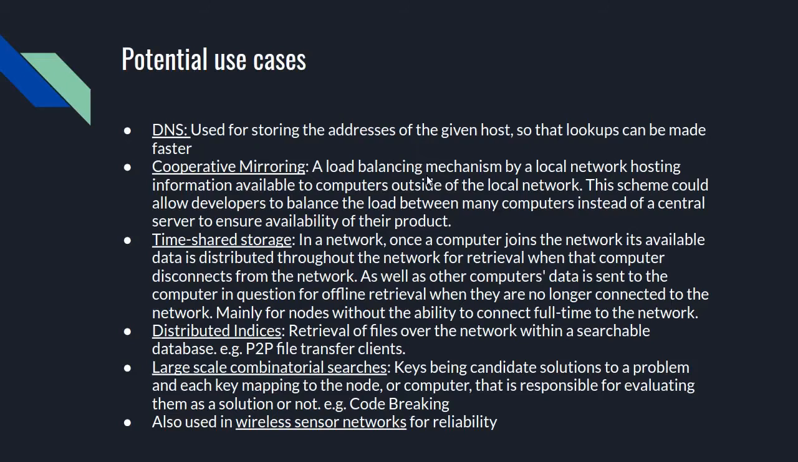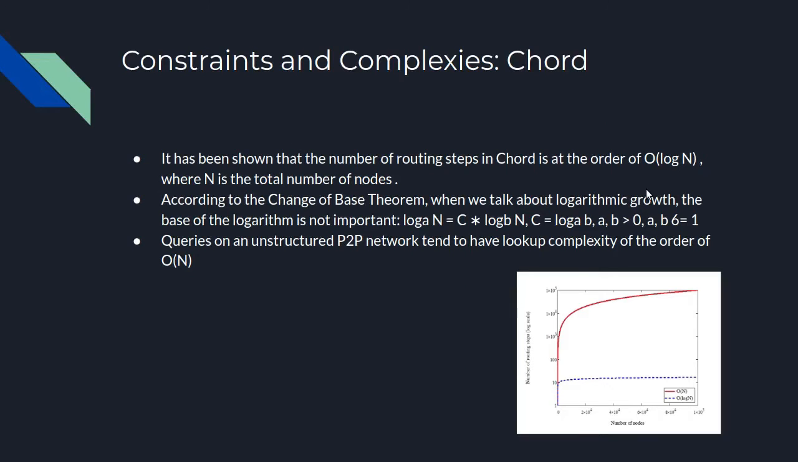So now, what are the potential use cases of the DHT? It could be DNS, cooperative mirroring, time sharing storage, distributed indices, and also sometimes it is used in wireless sensor networks. Now talking about the constraints and complexities of the Chord algorithm. In the Chord algorithm, the number of routing steps taken is of order log n because the message passes to the peer. And in an unstructured P2P network, the lookups of the message could be of order n.